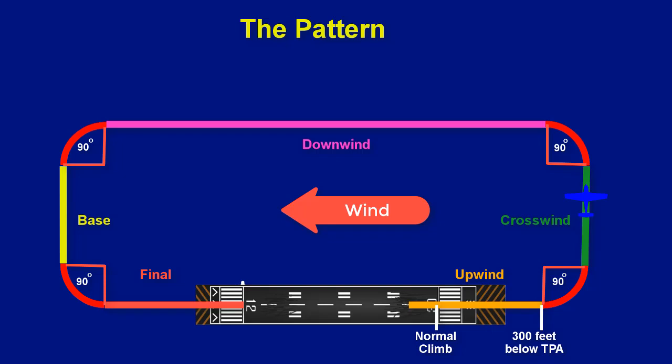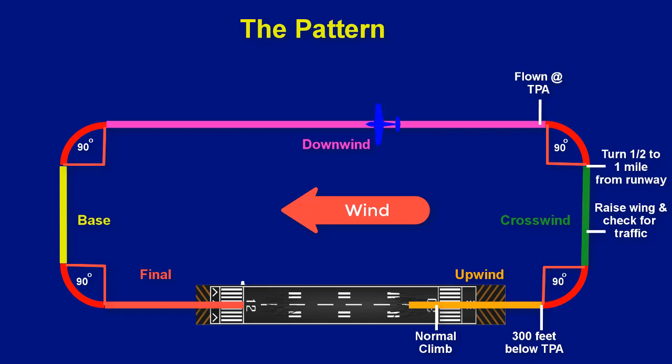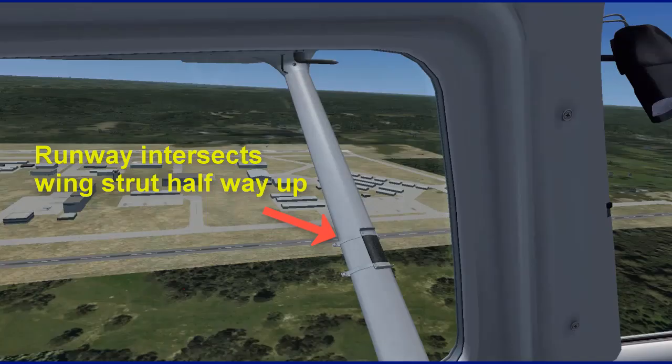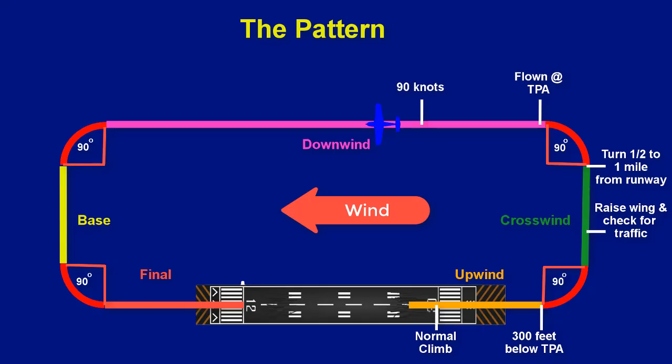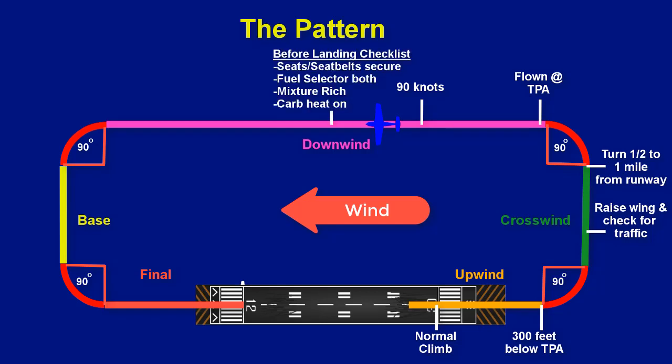On the crosswind leg, raise the wing and check for traffic before turning downwind about 1/2 to 1 mile from the runway. The downwind leg is flown at traffic pattern altitude. The runway should intersect the wing strut about halfway up on the downwind. Set the airspeed to 90 knots, unless traffic forces you to slow down or speed up, and do the before landing checklist. Seats and seat belts should be secure.